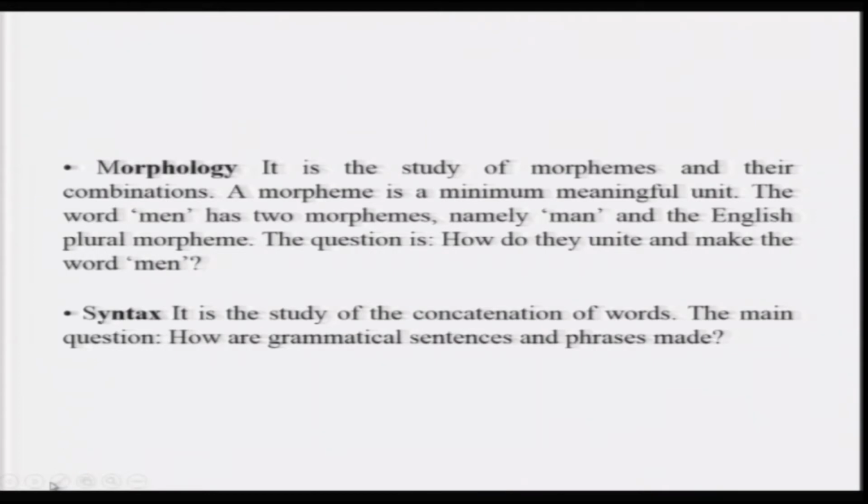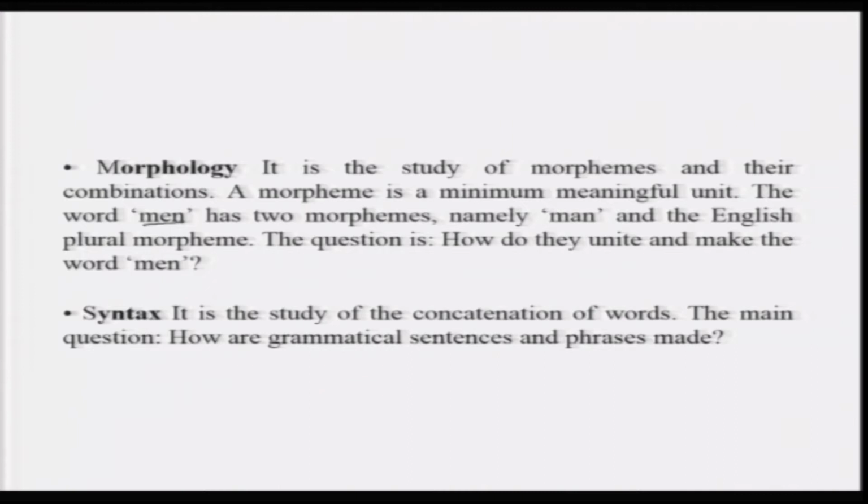Thus, the word men, you can see that men is one word, but it is not one unit. Actually, it is two units. It has got two morphemes, namely man and the English plural morpheme. The question is, how do they unite and make the word men? Not that all the time when two morphemes come together to make one word they are explicit. Not that all the time you can see both. So there are zero modification cases also.